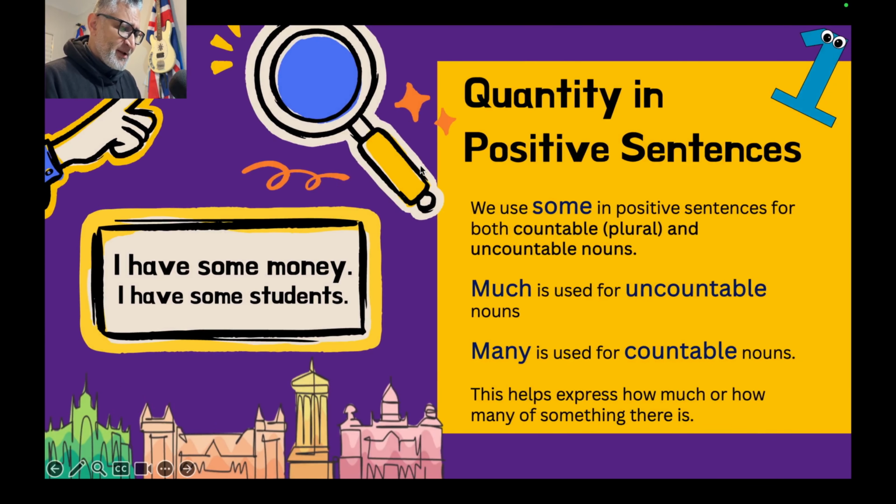Okay? Now let's talk about some quantity when we use them in positive sentences. Take a look at the explanation here. We use some in positive sentences for both countable plural and uncountable nouns. So we are going to use some in positive sentences for countable or uncountable. So some, you don't worry about it, but take a look. The sentence must be positive, or even if it is a question, you want a positive answer for the person who is listening to you.